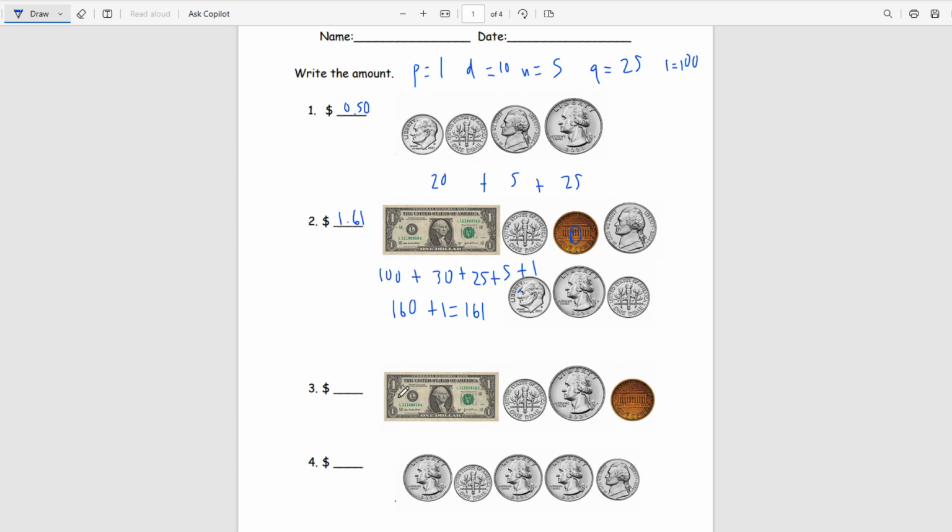And for our last example on this page, we have another $1 bill, which equals 100. We have a dime, which is 10, a quarter, which is 25, and a penny, which is 1. Add these together. 10 plus 25 equals 35, plus 100 equals 135, and plus 1 is 136. So our answer for number 3 is 136, but when we convert that, we get $1.36.